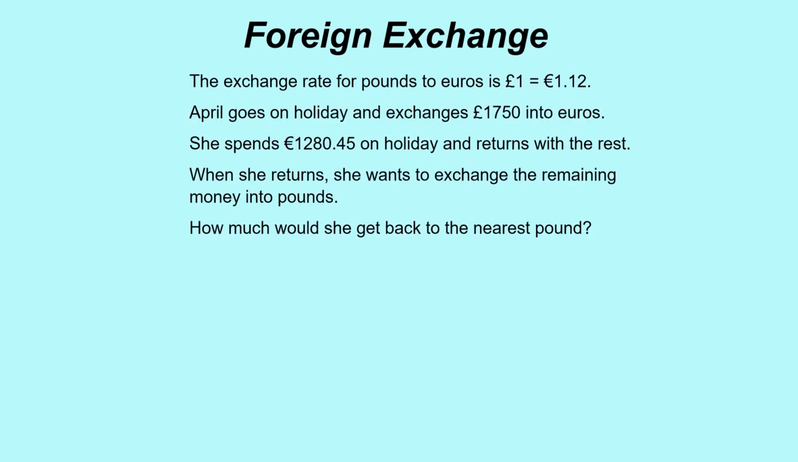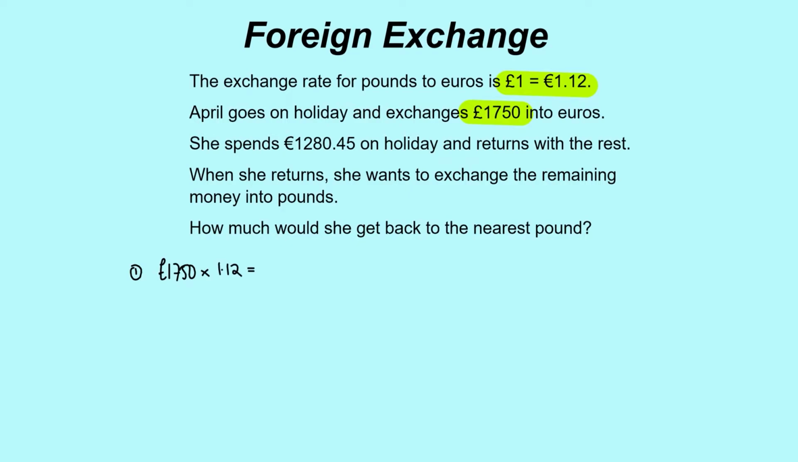Looking at this, we're going to break it down into chunks. We don't want to tackle the whole thing head on, so we'll start at the beginning. It is in chronological order, so we're just going to go in the order that the steps take us. The exchange rate is £1 is 1.12 euros, and April's exchanging £1,750. So step one would be to take the £1,750 and multiply that by the 1.12.